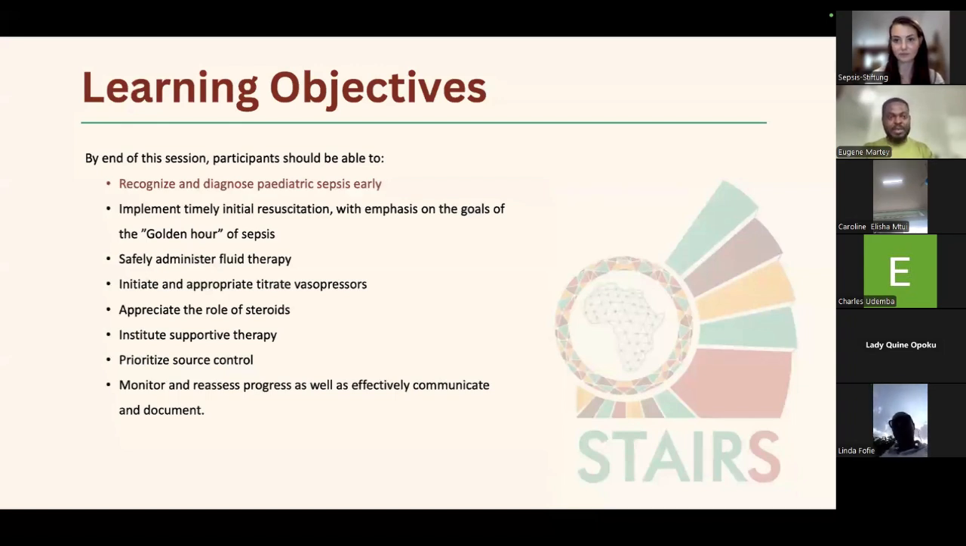So by the end of this session, I'm expecting that all of us will be able to recognize and diagnose pediatric sepsis early. And I believe this objective has been achieved from our previous session. We want to be able to implement timely initial resuscitation with emphasis on goals of the golden hour of sepsis. Also, to be able to safely administer fluid therapy, initiate and appropriately titrate vasopressors in our patients with sepsis, appreciate the role of steroids, institute supportive therapy, prioritize source control, and then be able to monitor and reassess progress as well as effectively communicate and document.